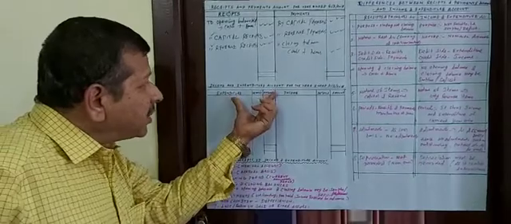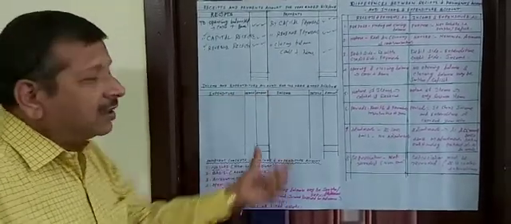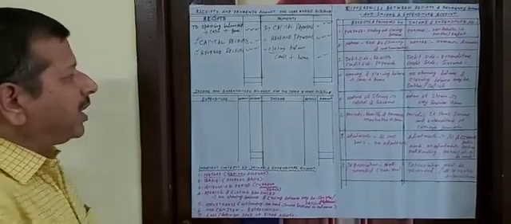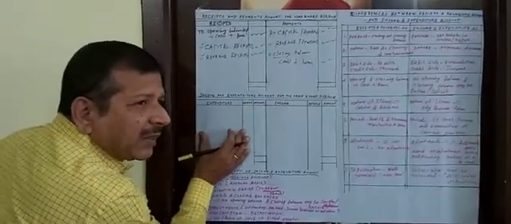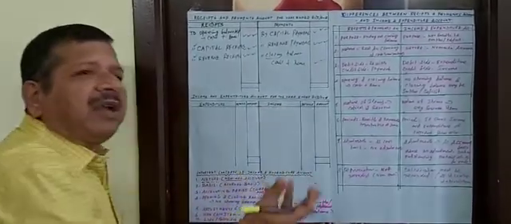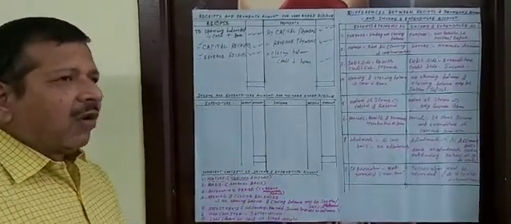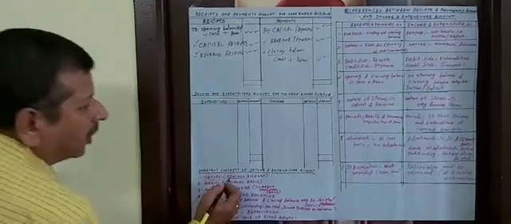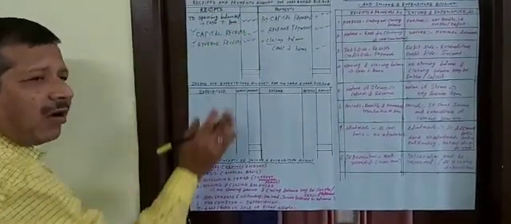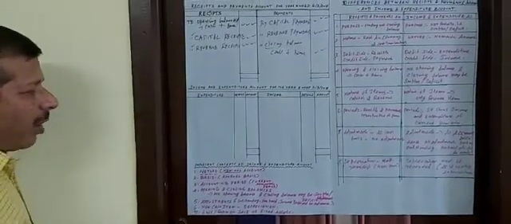But the nature of the income and expenditure account is a nominal account. Nominal account means debit all expenses and losses, credit all income and gains, that we have studied in class 11, the golden rules of accounting. So the receipts and payment account has a real account nature, and this one has a nominal account nature.